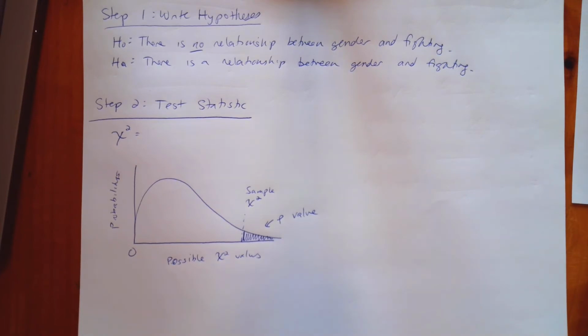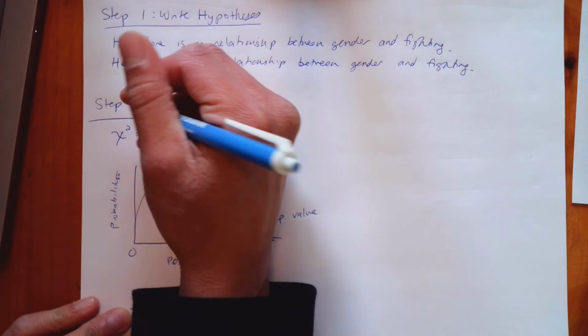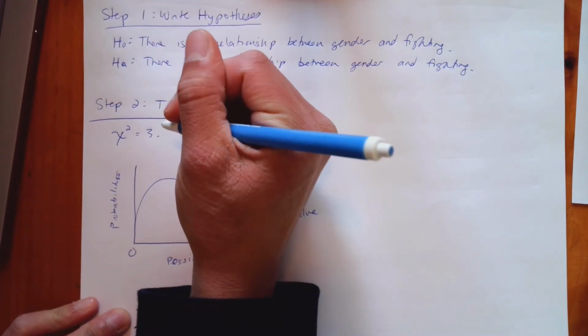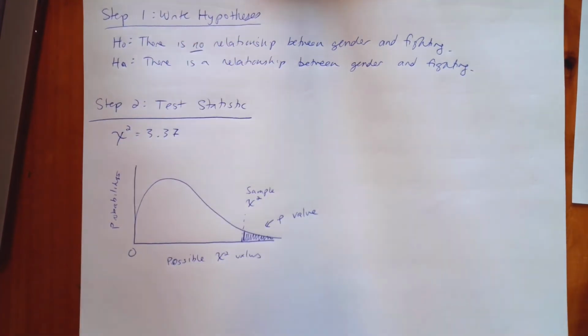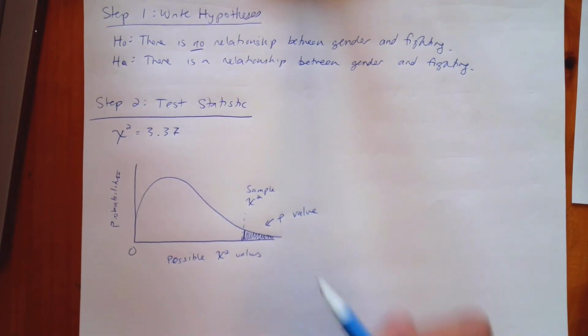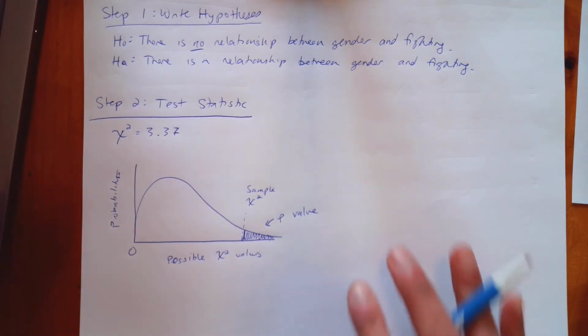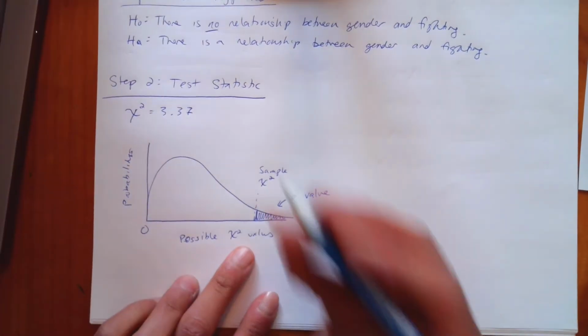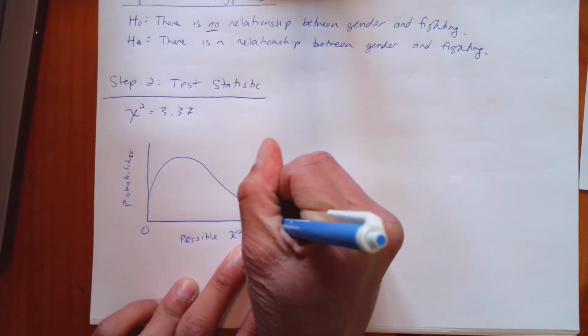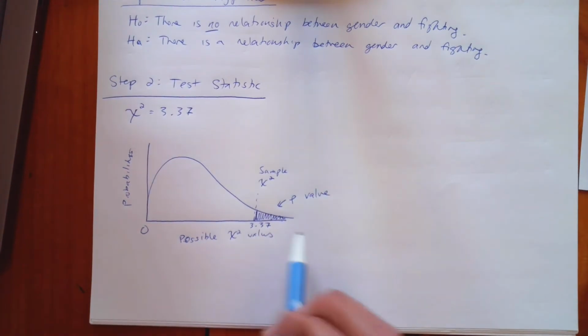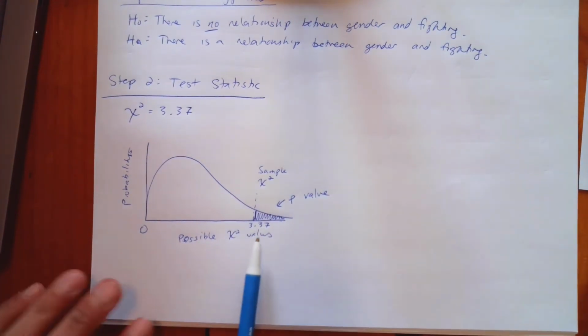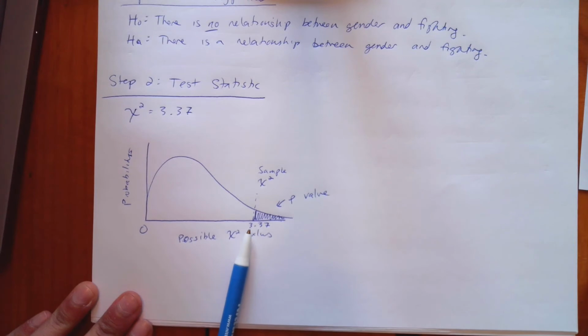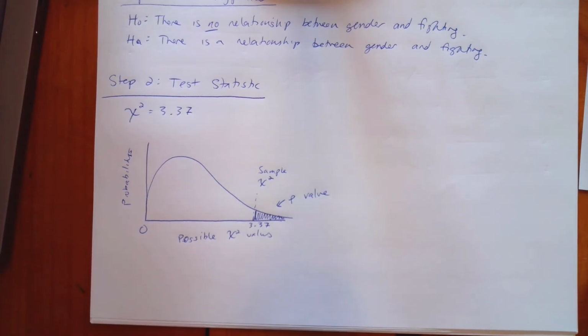So in this particular case, the chi-square value for our test is 3.37. Again, without context, you don't really know if that's high or low, but what it's going to be used for is to calculate the p-value, which you can then interpret like any other p-value. So this tells us that on our distribution here, our sample chi-square value is at 3.37, and then our p-value is going to be the area under the curve that is beyond this value of 3.37.